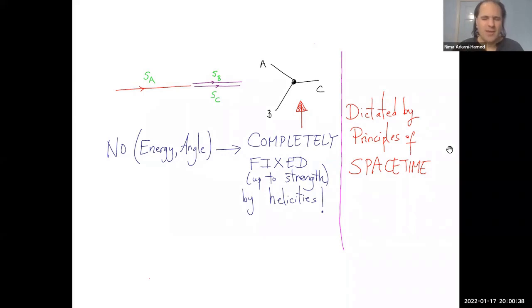But what's really cool is it can't depend on energy or angle, and therefore it's completely fixed, up to the overall strength of the interaction, the number that goes with it. It's completely fixed just by giving the spins or the helicities of the particle. There's no other data that it can depend on.